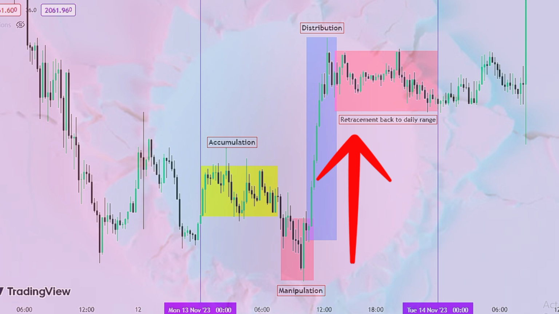After clearing the old highs liquidity and forming the high of the day, smart money sell their positions to close their buys and the market moves back into the daily range, leaving a wick above. It closes below the high of the day.